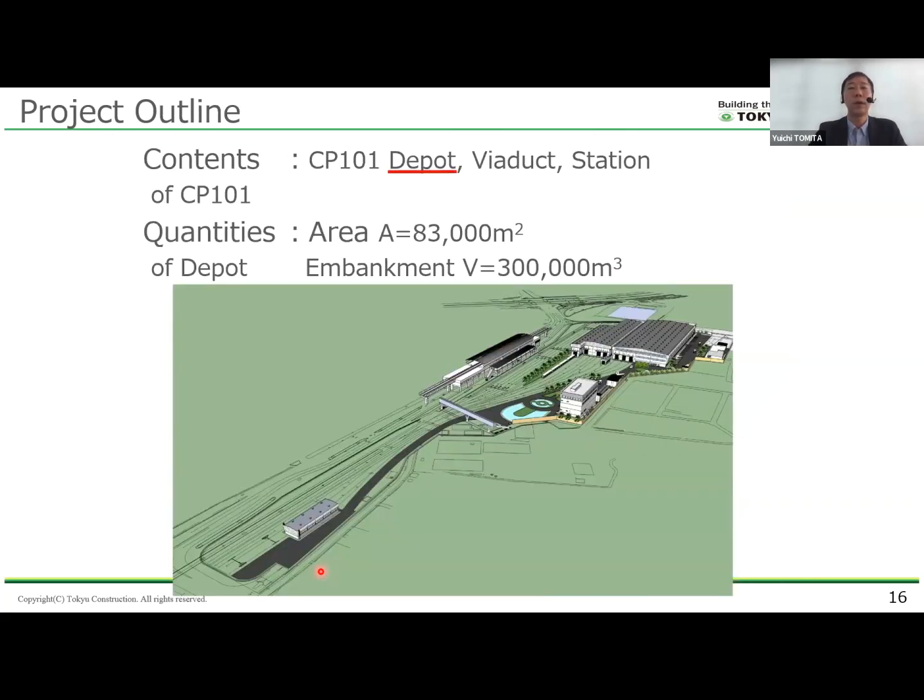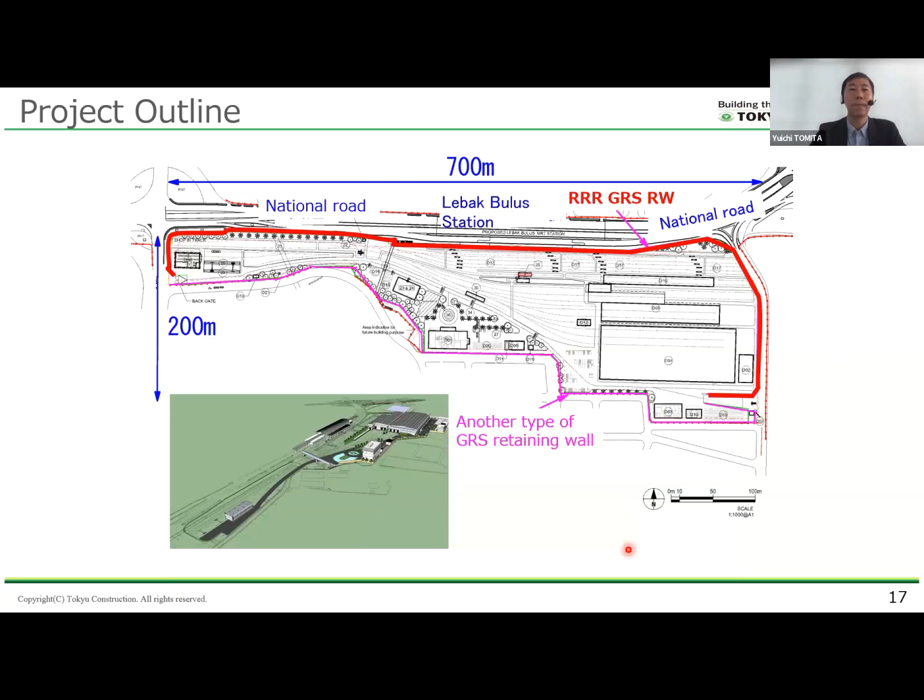This slide shows the outline of the project. CP101 includes the depot, viaduct, and station works. In terms of quantities, the depot covers an area of about 83,000 square meters. And the total embankment volume is roughly 300,000 cubic meters. This is showing the perspective drawing of the depot. The depot extends about 700 meters east-west and 200 meters north-south.